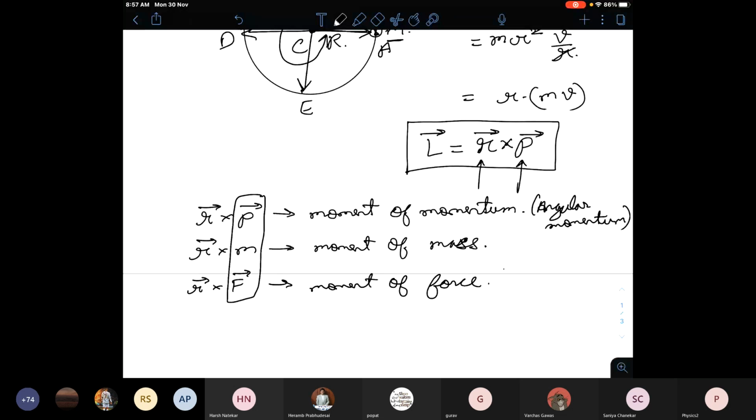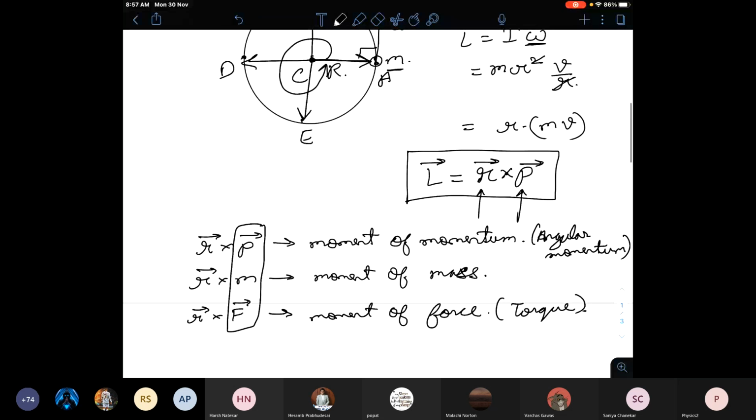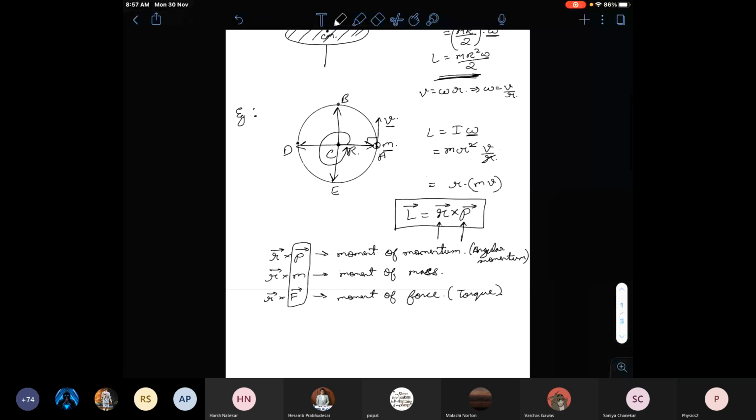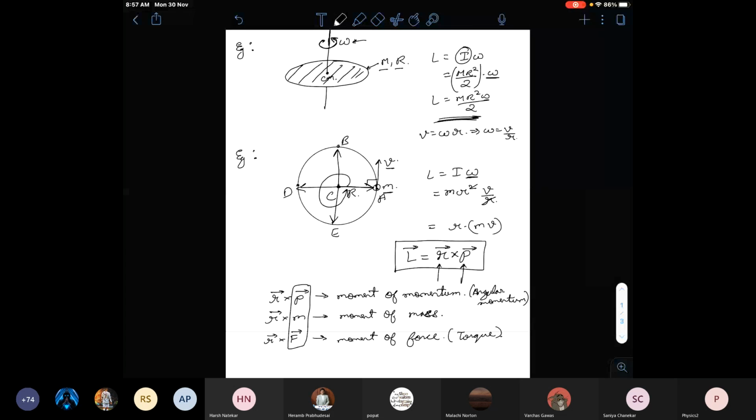Moment of force is called torque. We will study this torque again. It is coming out again and again. So we will see this, and don't worry, just have patience.